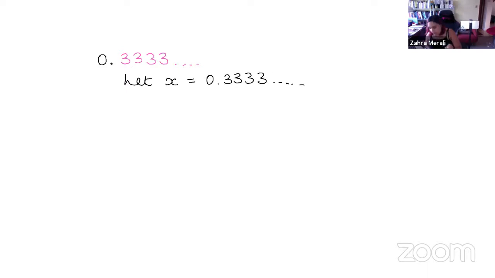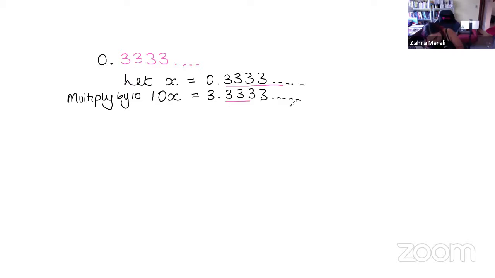0.3333 and so on. In this case, because it's just one thing that's recurring, I'm going to times it by 10. So I'm multiplying by 10. So 10x, remember we multiply by 10, we move the decimal place 1. So 10x will be 3.3333. And if you notice, the thing after the decimal place now is the same.